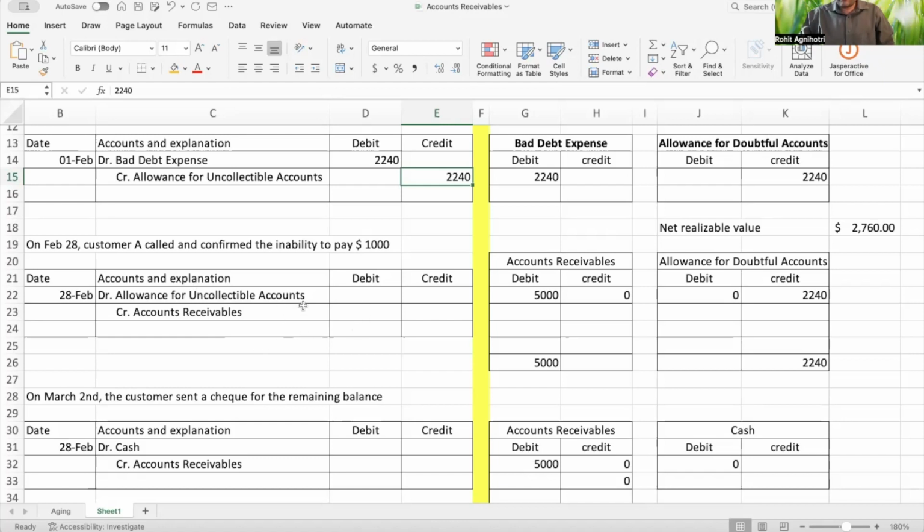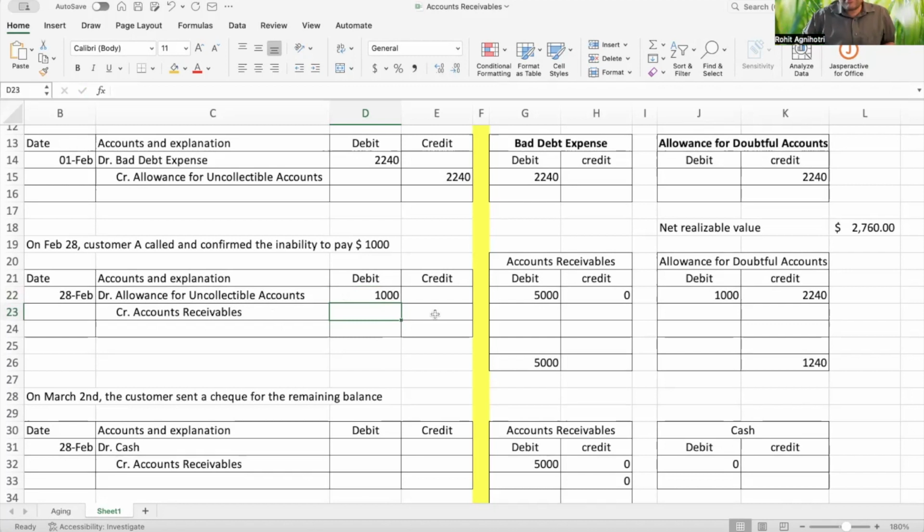So what do you do? The first thing you do is you have to use that allowance. You gave yourself a provision or allowance for $2,240. You have to use this balance now. So, $1,000 allowance for doubtful accounts debit. Out of 2,240, you took $1,000 away because that is your reserve. That is your allowance. You took $1,000 from your allowance.